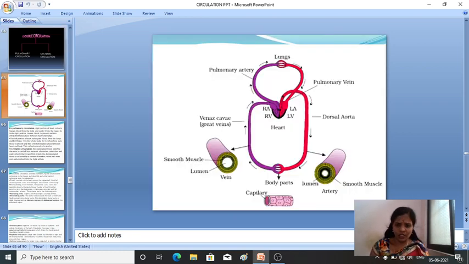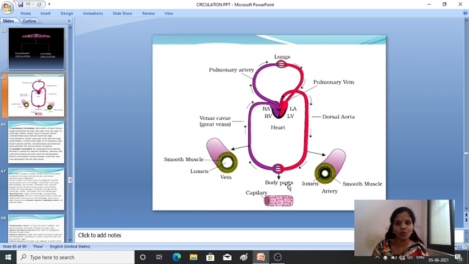Okay, so this is a diagrammatic representation of double circulation. You can see here, this is the complete right part, that is the auricular part, and here are the ventricles. Always keep in mind the right portion will carry the deoxygenated blood, and the left portion will carry the oxygenated blood. Fine. So I will come to this diagram later.